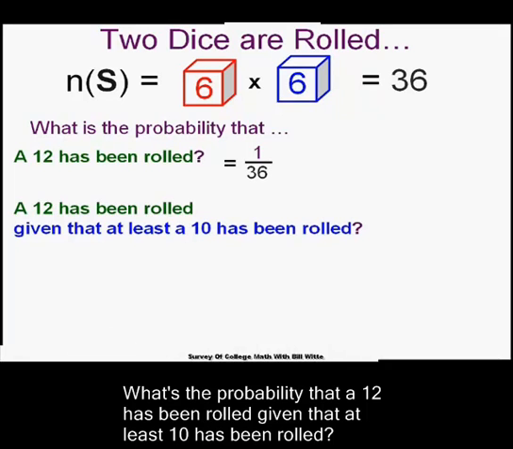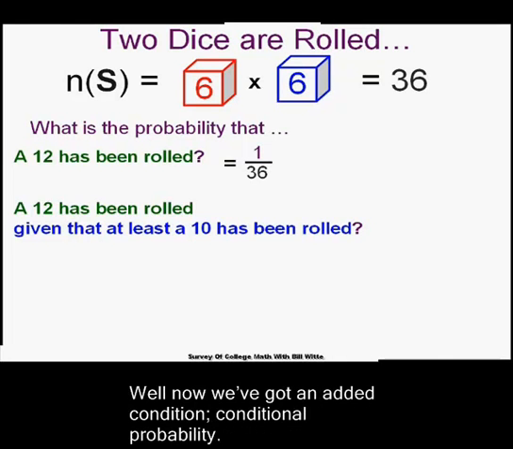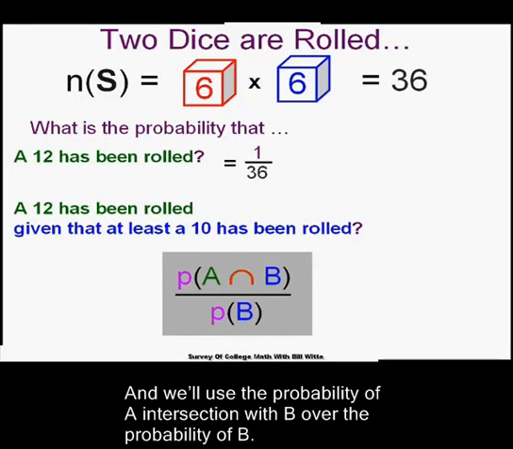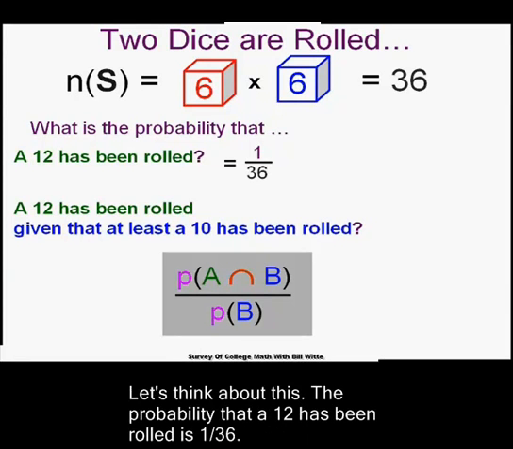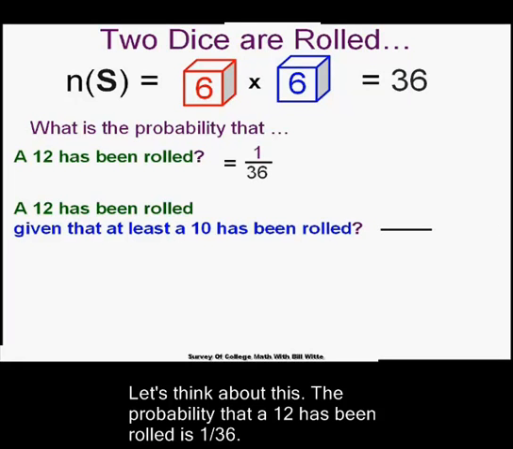What's the probability that a 12 has been rolled, given that at least a 10 has been rolled? Well, now we've got a condition, a conditional probability. We're going to use the probability of A intersected with B over the probability of B. A is that a 12 has been rolled. B is that at least a 10 has been rolled. Well, let's think about this. The probability that a 12 has been rolled is 1 out of 36.